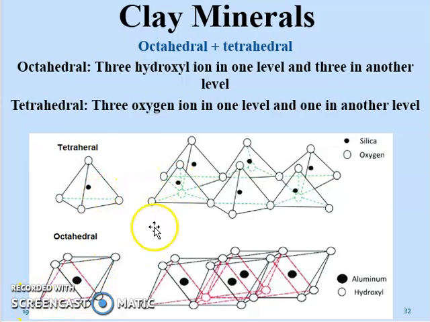Clay mineral consists of 2 sheets. The first is the tetrahedral sheet, and you know the meaning of tetrahedral. The second sheet is the octahedral sheet. Take this shape.